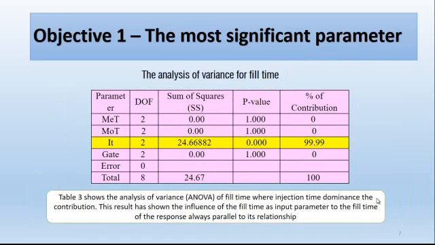Objective number 1. We have to find the most significant parameter. By using the analysis of variance for fill time, it shows that injection time has the 90% contribution. Table 3 shows the analysis of variance overall of fill time where the injection time dominates the contribution. This result has shown the influence of the input parameter to the fill time.